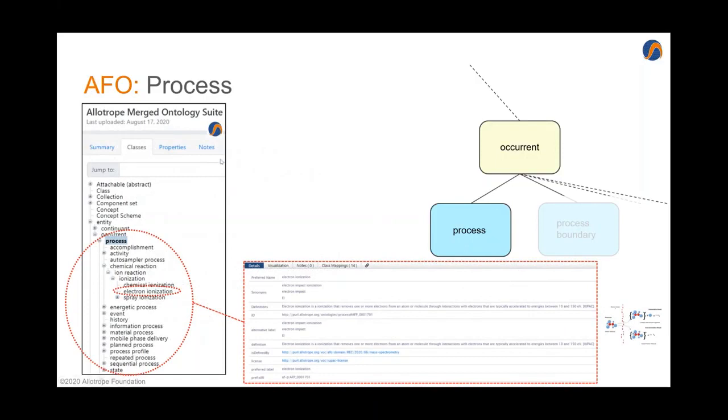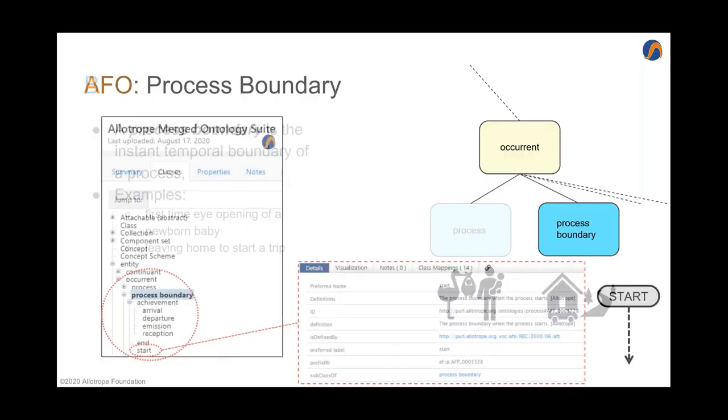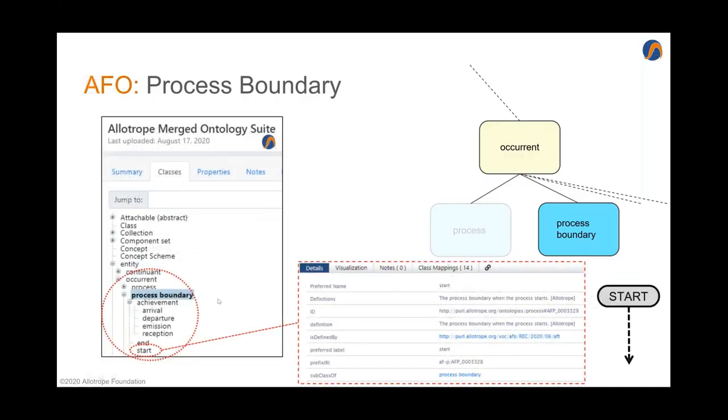And if we look at the tree of the AFO, we can see, for example, a chemical reaction, ionization, electron ionization as part of the process tree. And the process boundary, this is simple, is the instant temporal boundary of a process. For example, the first time eye-opening of a newborn baby, or leaving home to start a trip. So if we look at the AFO, the process boundary has achievement, arrival, departure, mission, reception, end, and start.